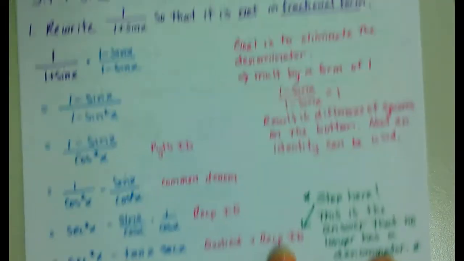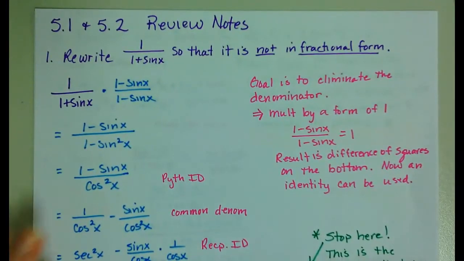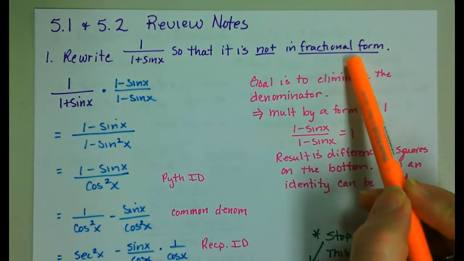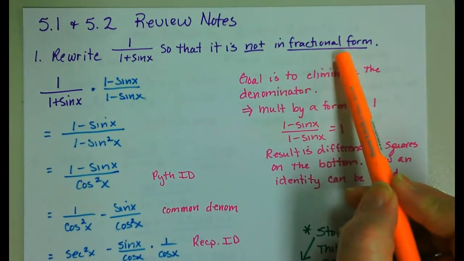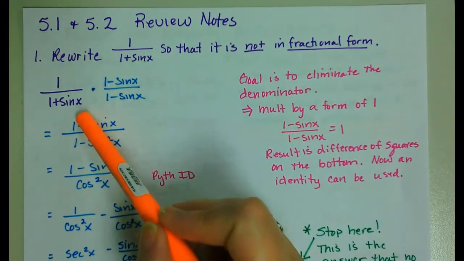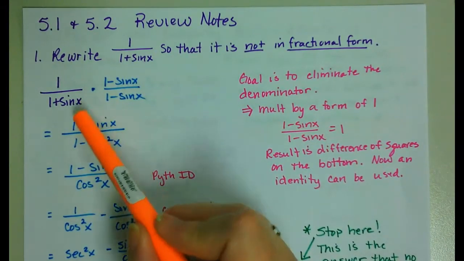Okay, so the first one is to rewrite and not have a fraction when you're finished. That's the goal. Use your simplifying techniques, but when you're finished, no fraction there. So here's where I'm starting with. That's what's given. And if you remember way back when we did simplifying, we talked about multiplying by a conjugate or a fraction that's equal to 1. So that's what we're doing here.